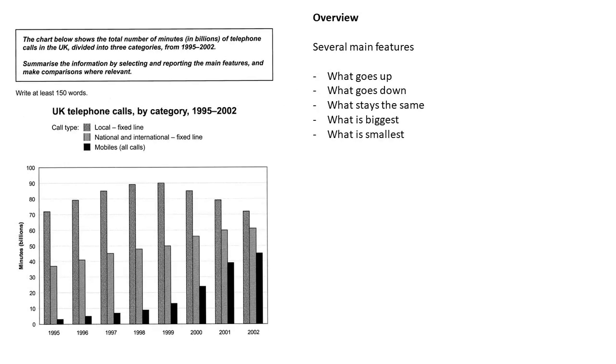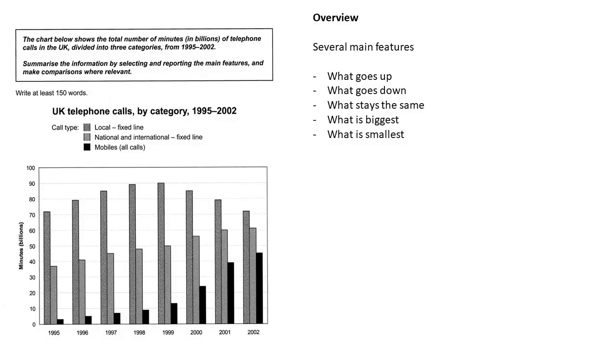Now remember, in our introduction all we're doing is paraphrasing the first sentence that they give us in the question. So if we look at this one here, they said the chart below shows the total number of minutes, in billions, of telephone calls in the UK divided into 3 categories from 95 to 2002. Now I can also borrow from the data a little bit in my introduction. If I wanted to, I could explain what the 3 categories are. It's up to you if you want to do that or not.